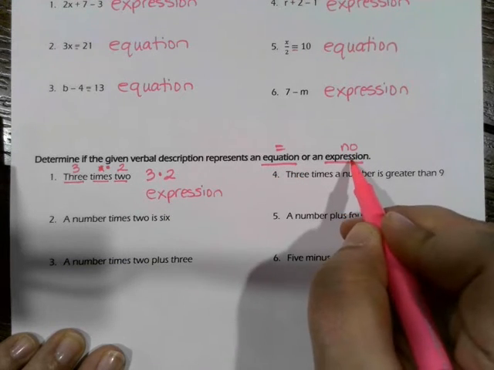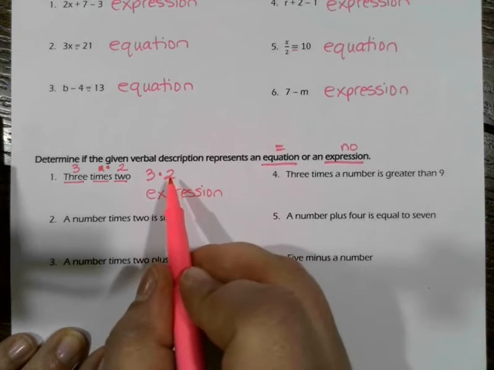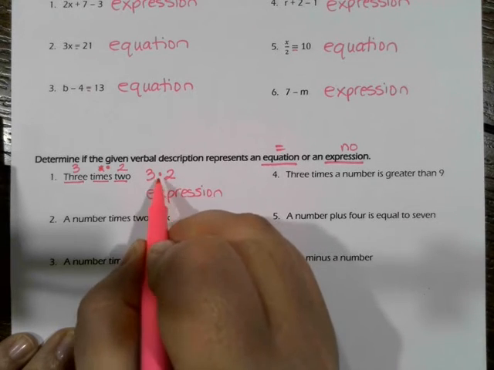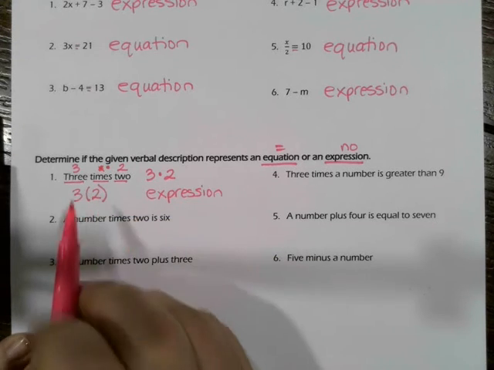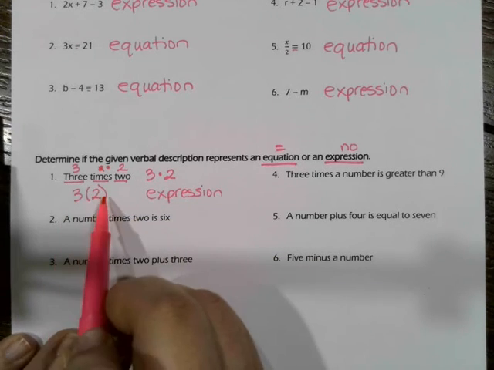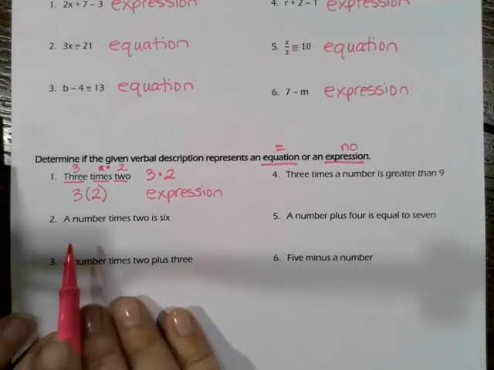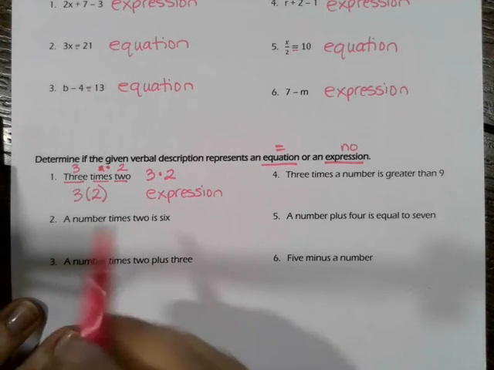Remember, no equal sign is an expression. Now, I did say earlier we could use parentheses. So what you could do instead of the dot is you could do 3 and then put the 2 inside parentheses. This still means 3 times 2.